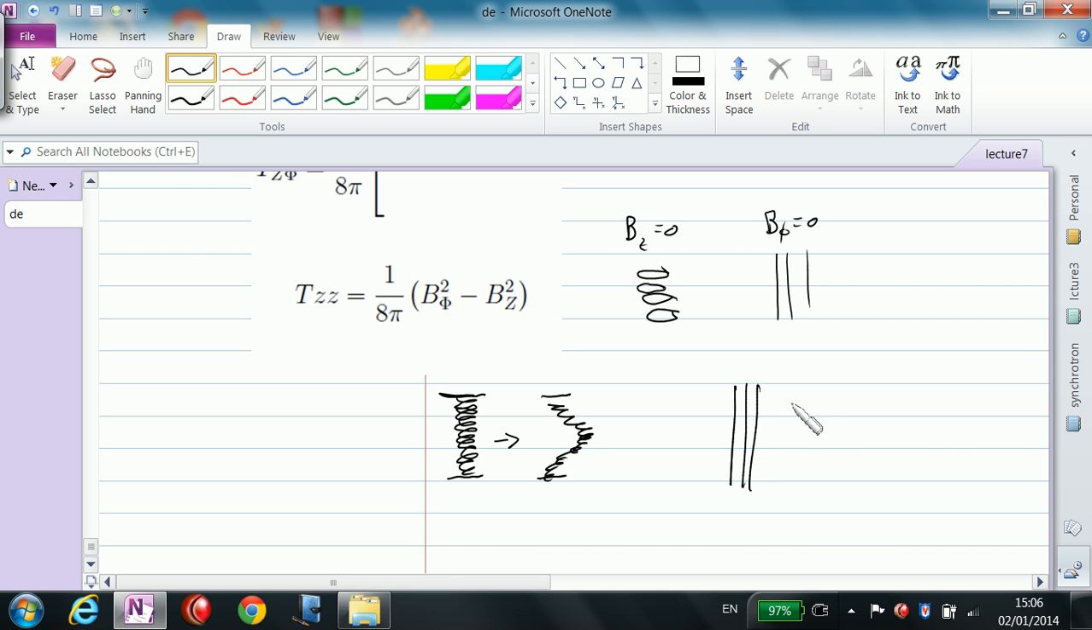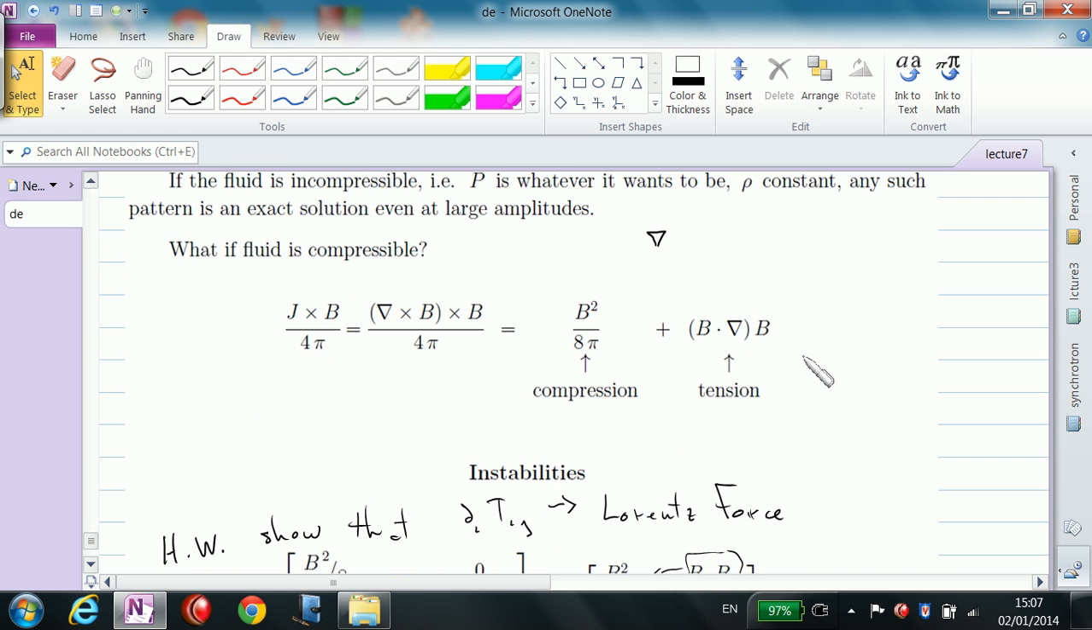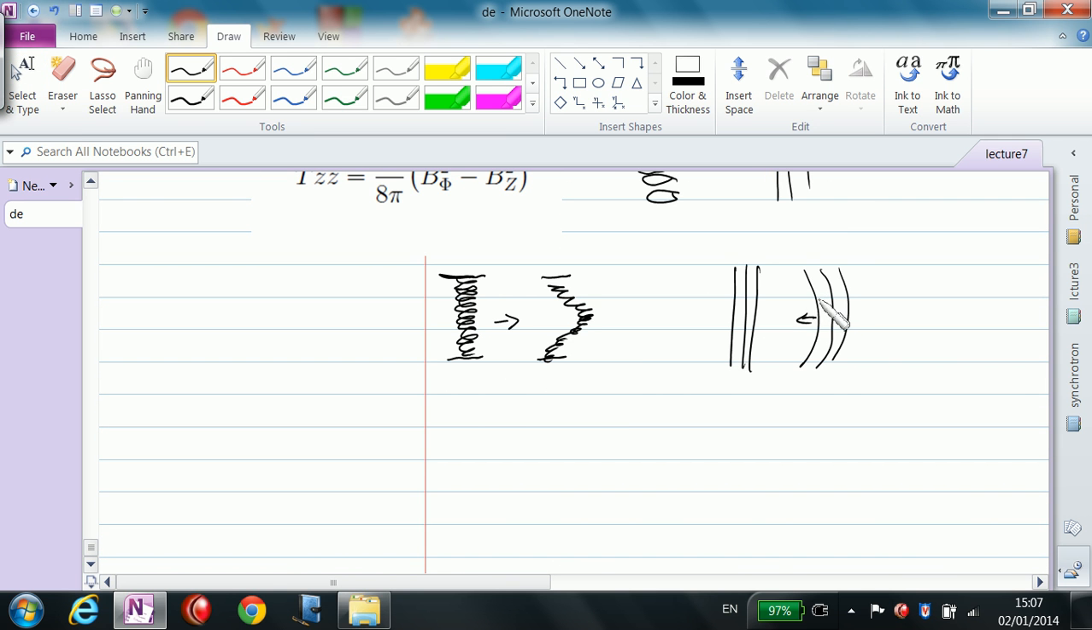Whereas this, if you pluck it, it's under tension. It's easier to see that B dot grad B in a situation like this is pulling back. So it restores it. So this is stable, and this is unstable, and this is called the kink instability. In this case, it restores it.